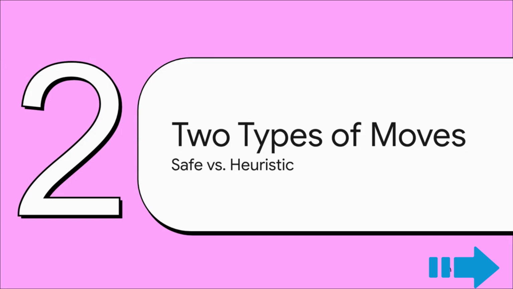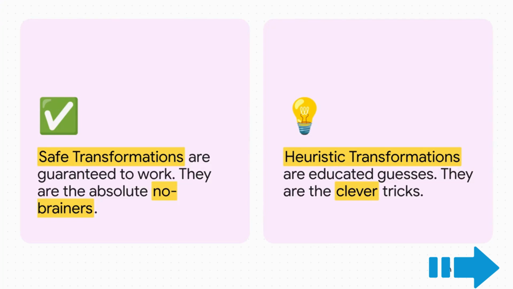Okay, so Slagle's program didn't just throw spaghetti at the wall to see what stuck. It was methodical. It had a very specific set of moves, or transformations, that it could use to break a problem down. And these moves fall into two really distinct categories. And this distinction is absolutely key. On one side, you have what are called safe transformations. These are the no-brainers. They're the rules that are always a good idea, like splitting the integral of a sum into a sum of integrals. They are guaranteed to simplify the problem.